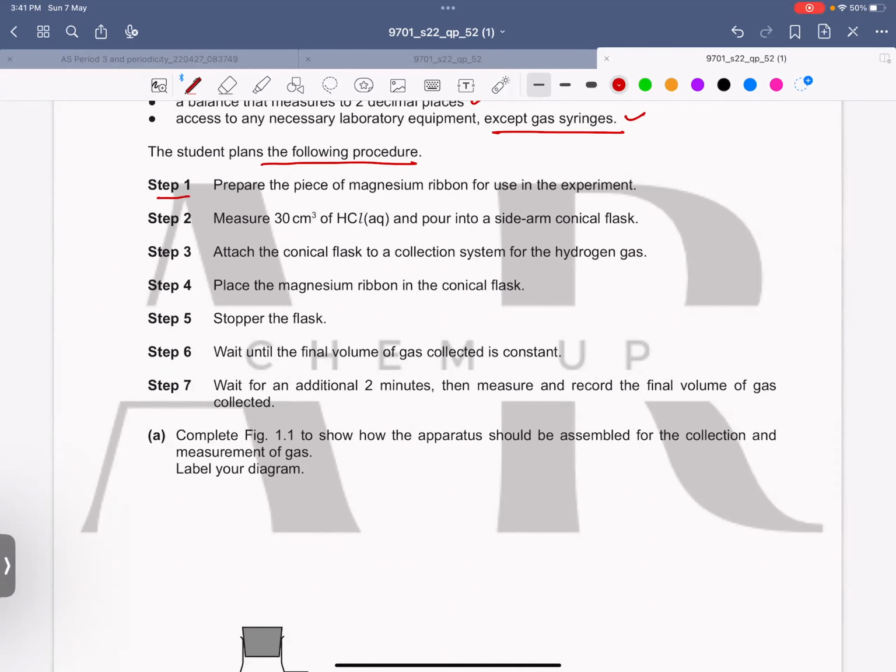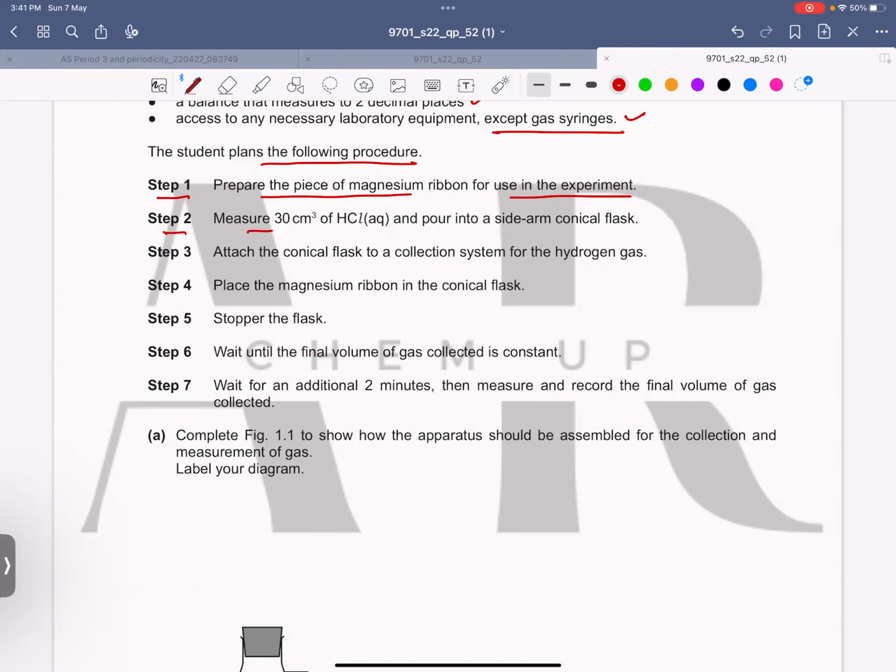Now, in step 1, prepare a piece of magnesium ribbon for use in the experiment. What would be the preparation? Because these are relatively reactive metals, their surface must have reacted with oxygen to form the oxide. So we use a sandpaper to scratch the surface so the shiny metal comes out instead of the oxide layer. So that's what the preparation is.